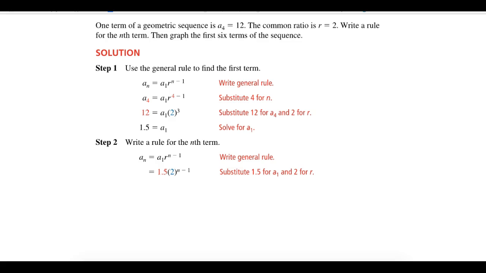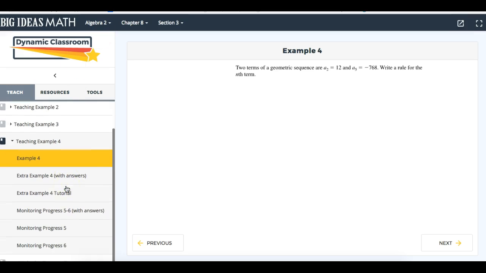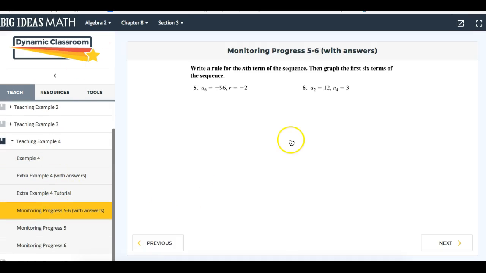All right, good. What I want you to do now is look at a problem here. I want you to do number 6 right here. Don't worry about 5 right now. Just do number 6. All you know is the second term and the fourth term. I want you to write an nth term rule. Don't worry about graphing the first six terms. Just do number 6, write out your nth term rule.